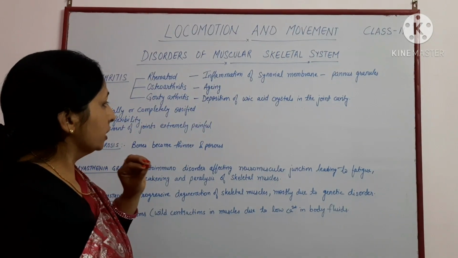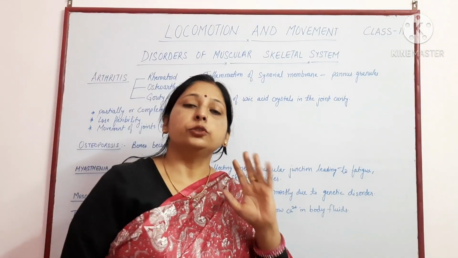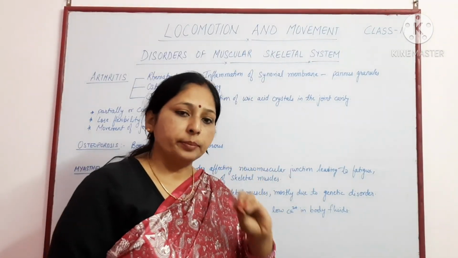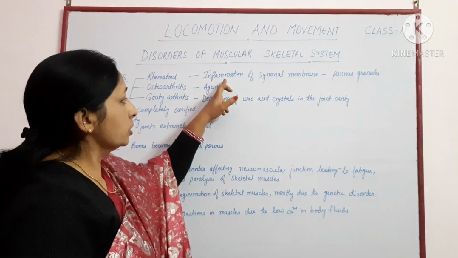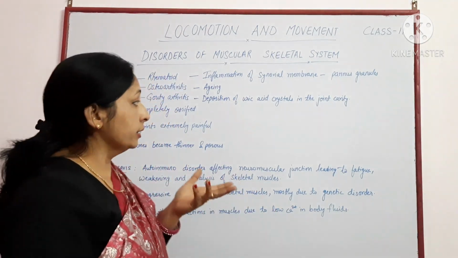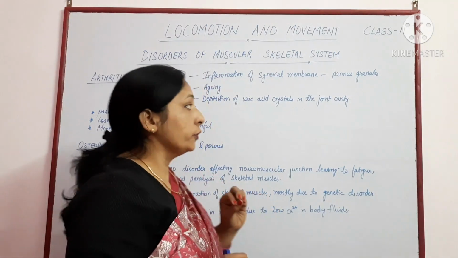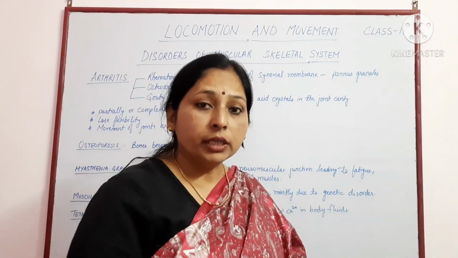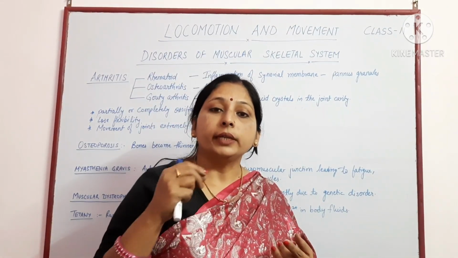Third is gouty arthritis. Arthritis is all about painful joints, painful movement of joints in the muscular or skeletal system. The first was due to the deposition of pannus granules, rheumatoid arthritis. Deposition of uric acid crystals in the joint results in gouty arthritis, and the patient is advised to take a low protein diet.